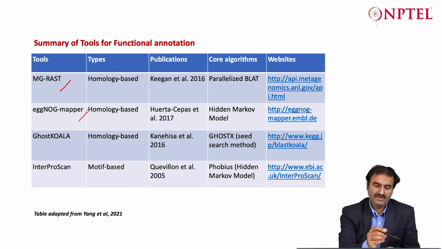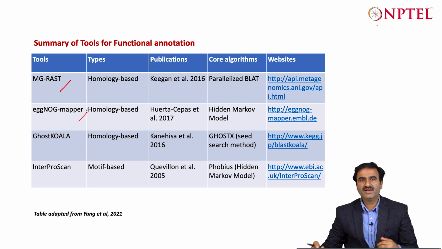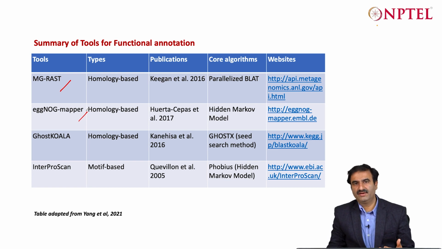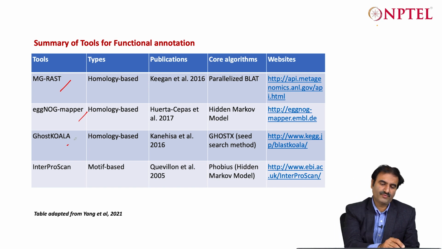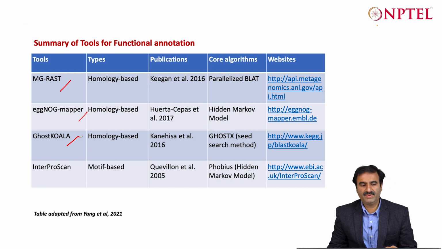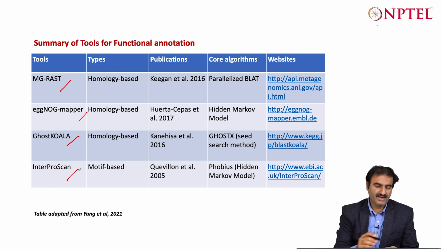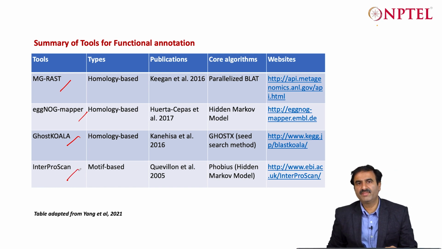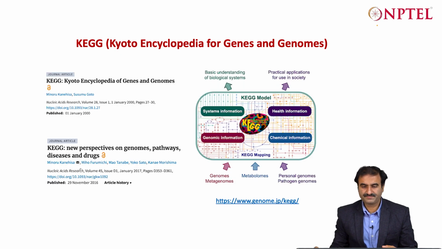Then eggNOG-mapper we will discuss, and this can be done online, and it can take a lot of data online, which could be good for your annotations. GhostKOALA is a KEGG based application. And InterProScan is motif or pattern based, and will give you partial information.